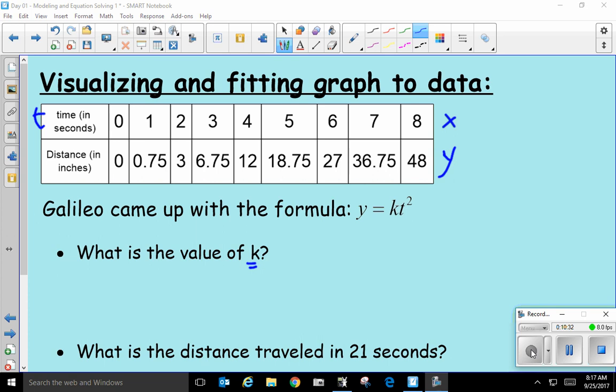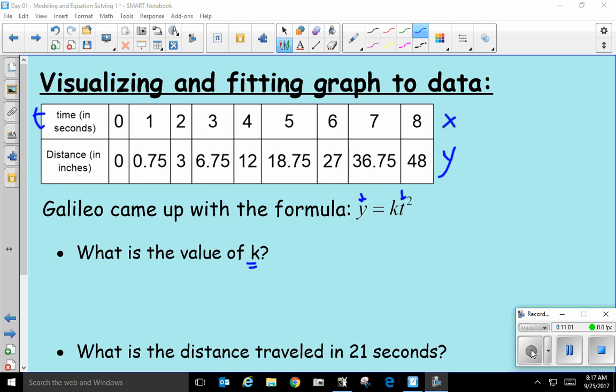Time is going to go in for the t, and distance, which is our y, will go in for y. Now we have two values and one unknown. We can easily solve it. So we can take any one of these pairs. We pick 0, 0, that's the easiest. 0 cancels everything out. Should we pick 0, 0? No. Why should we not pick 0, 0? It will wipe out the k.